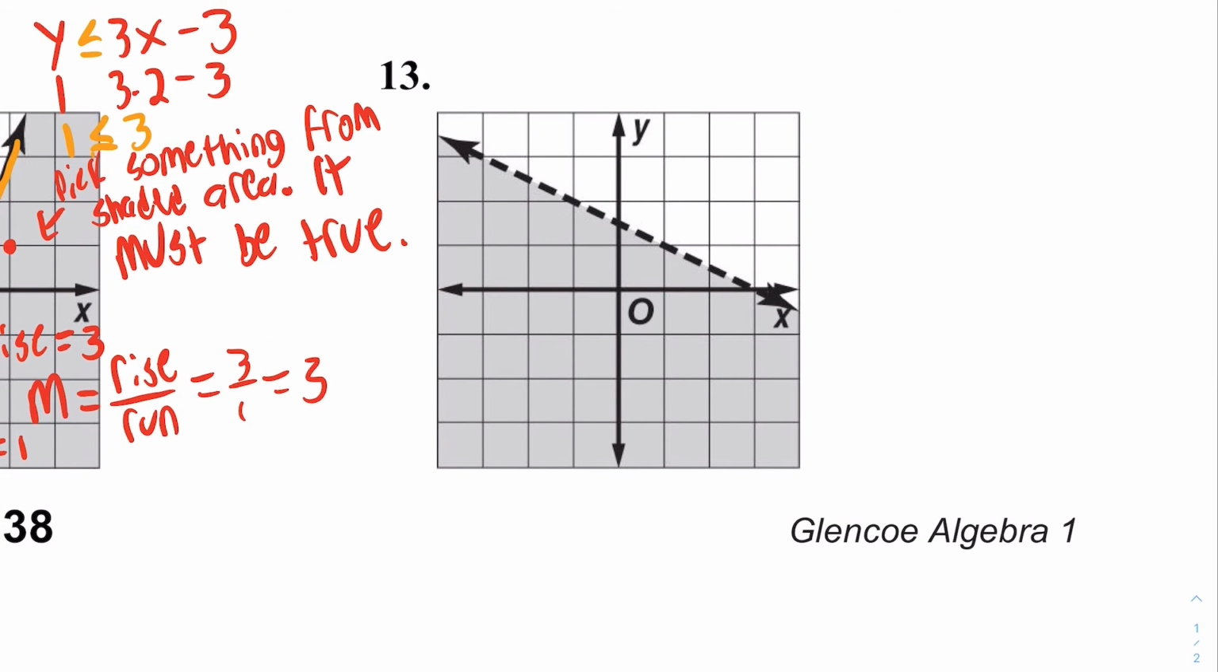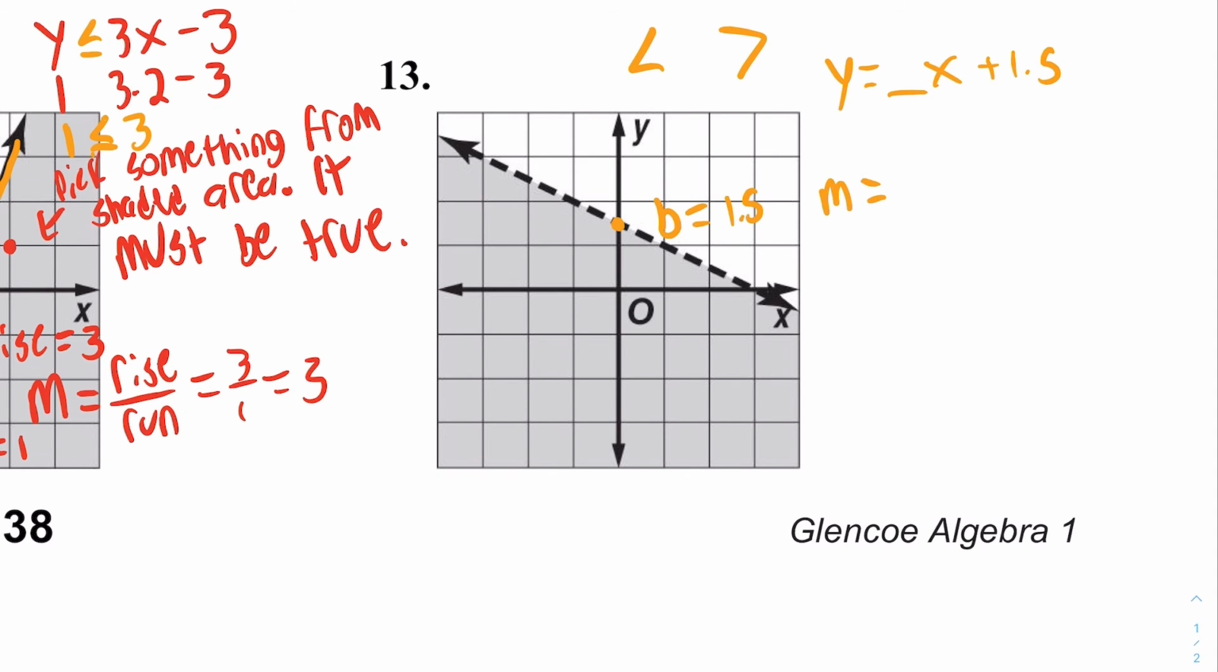Here's a dashed line, so we know it's either going to be this one or this one. It's not going to be equal to. Let's look at the y-intercept. b is going to be equal to 1.5. So y equals something times x plus 1.5. We need to find the slope.